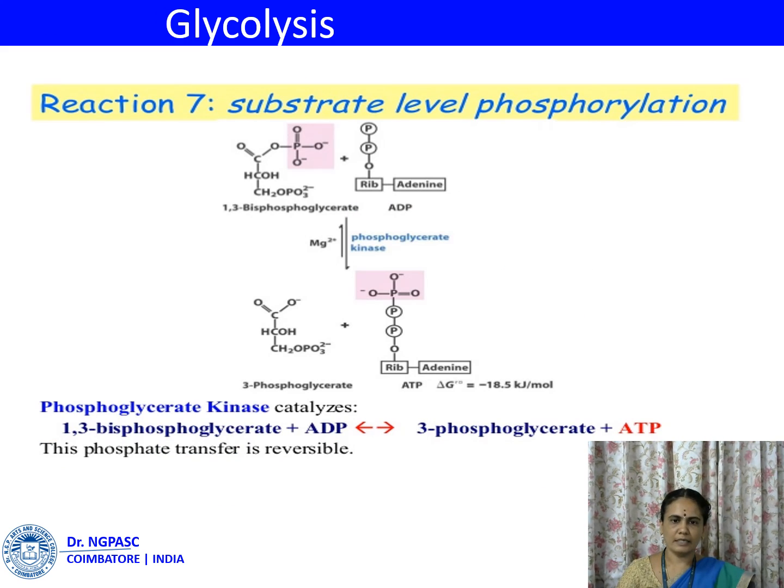In reaction 7, substrate level phosphorylation occurs, where the enzyme phosphoglycerate kinase catalyzes the conversion of 1,3-bisphosphoglycerate to 3-phosphoglycerate, along with which one ATP molecule is synthesized. Here you can see this is the ADP, adenosine diphosphate. After the synthesis of 3-phosphoglycerate, one phosphate molecule, shown in pink color, is utilized by the ADP, thereby synthesizing one energy molecule, ATP, in this step.